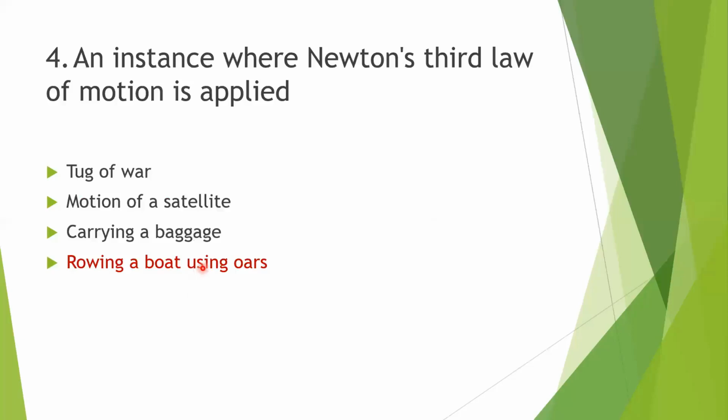The answer number 4 tells you when rowing a boat, water is pushed in the backward direction using the oars. That is, a force is applied on water by the oars. Then the boat moves forward due to the reaction force applied on the oars by water. Actually, here, Putta, just keep this in your mind. The boat moves forward due to the reaction force applied on the oars by water, not to the boat.